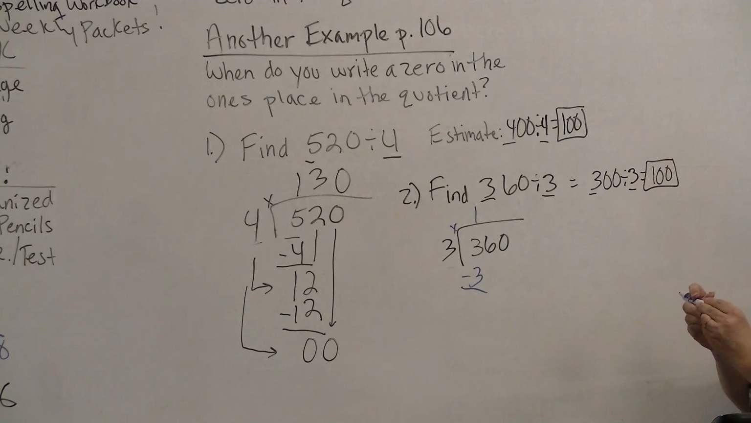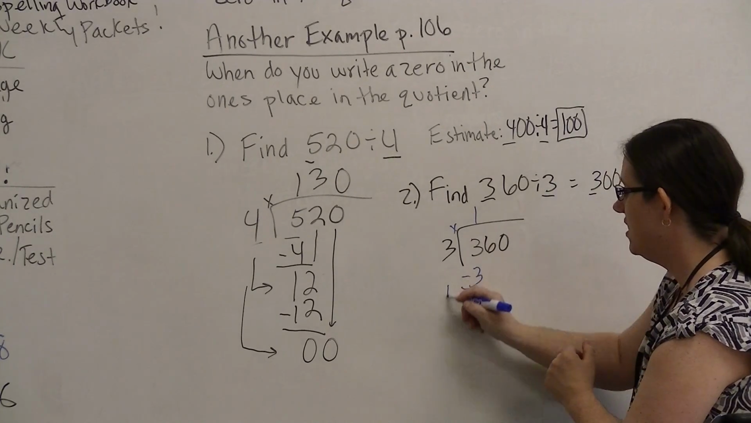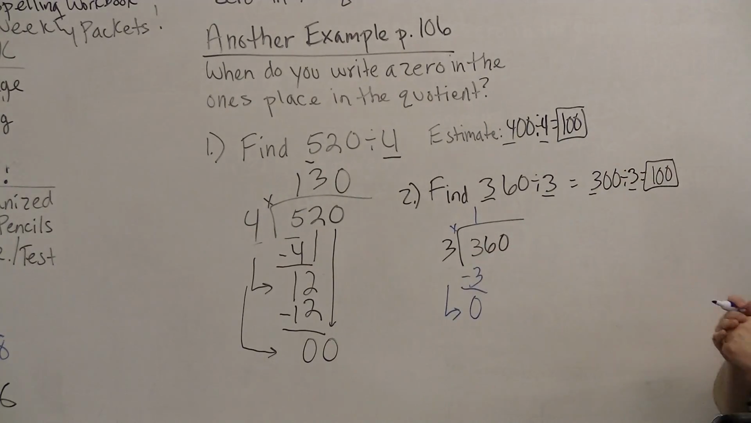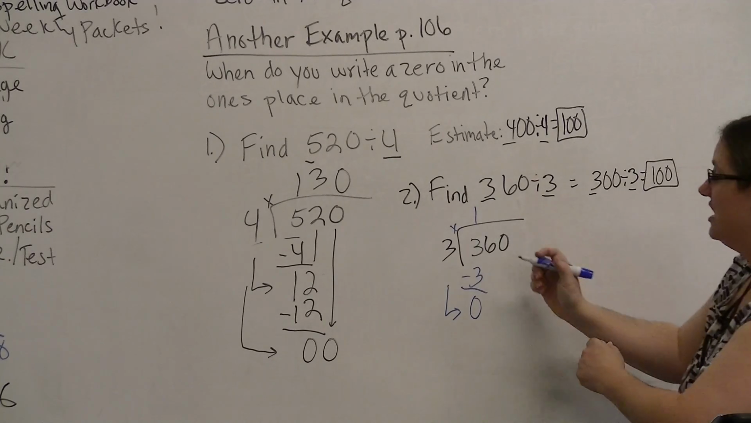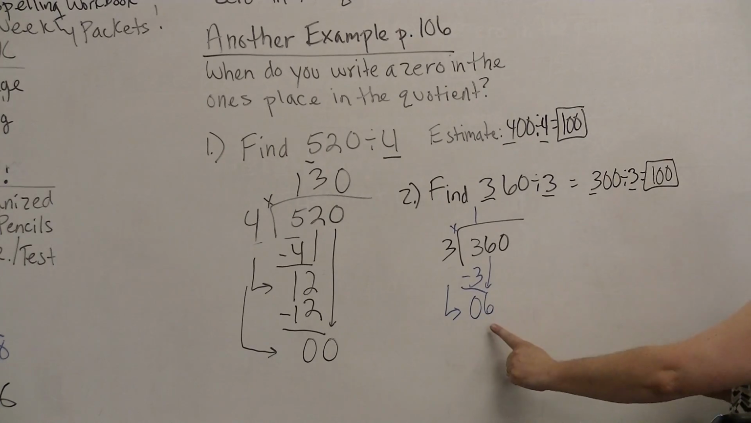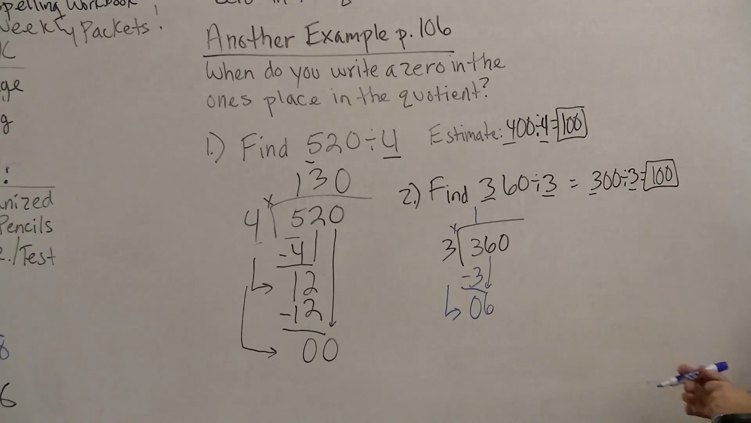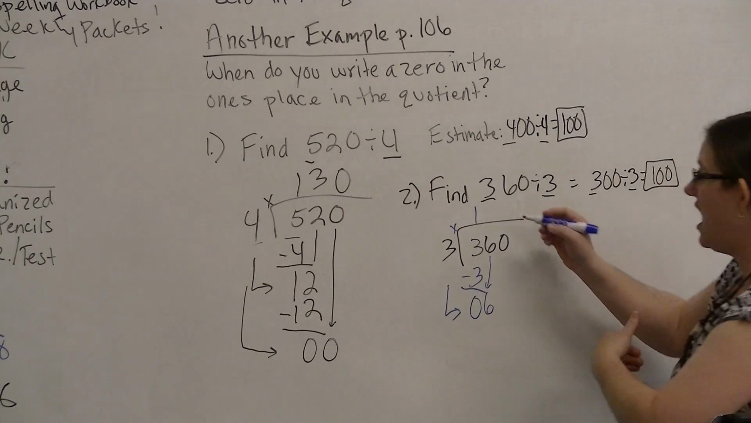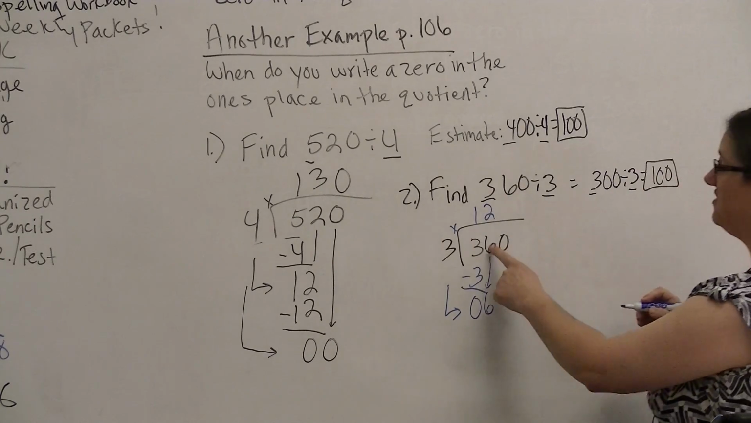Now we multiply. 1 times 3 is 3. Then we subtract. 3 minus 3 is 0. Can I do 0 divided by 3? No, it's not enough. So we bring down our next number, which is 6 from the tens place. Can we do 6 divided by 3? And yes, we can do that 2 times. So we put the 2 in the tens place.